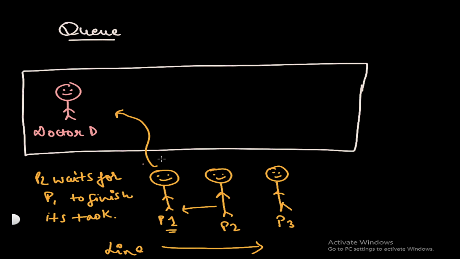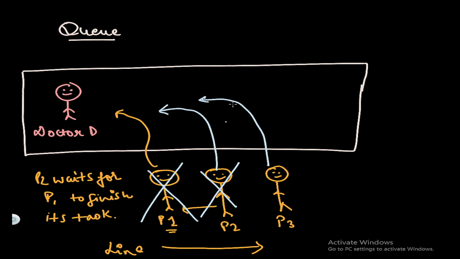When patient P1 leaves, let us mark it by this color. When patient P1 leaves, patient P2 will arise. Patient P2 will come to the doctor and say, hey doctor, this is my condition, kindly help me to cure it. When P2 is over, P3 comes.